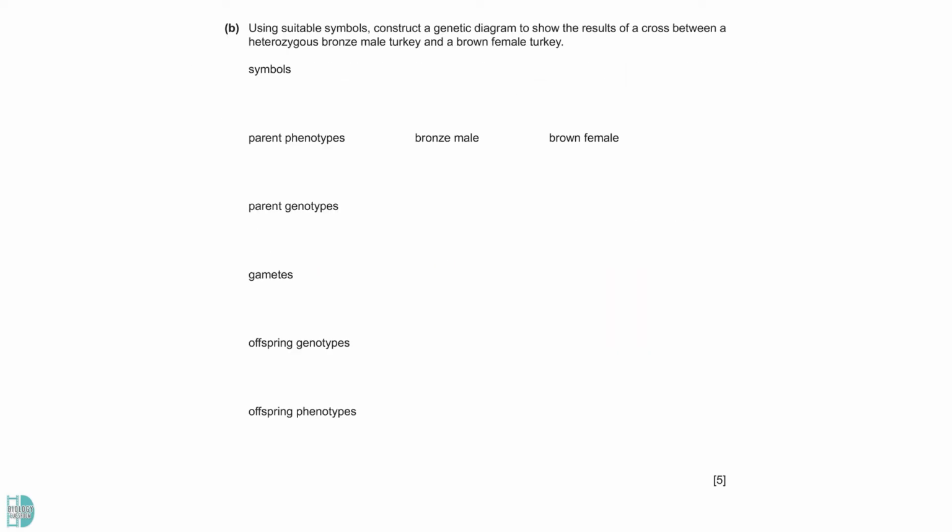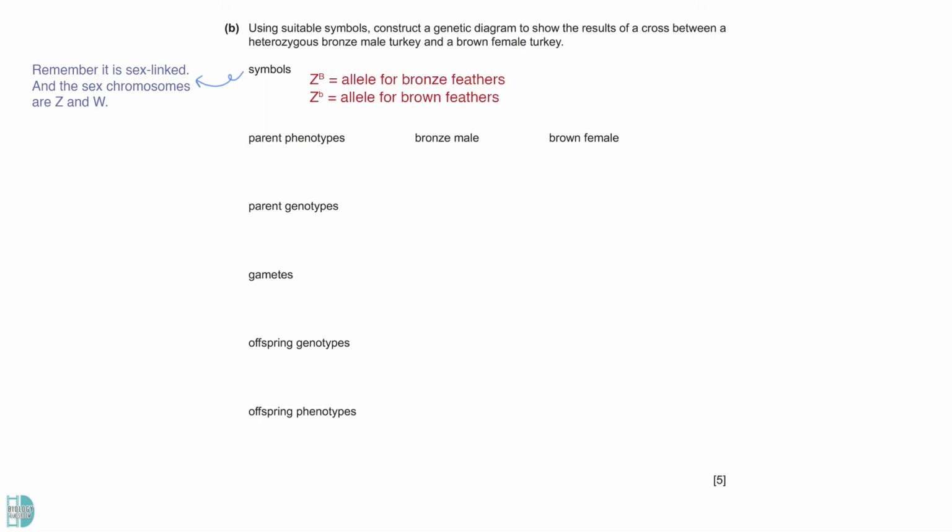B wants you to construct a genetic diagram to show the results of a cross between a heterozygous bronze male turkey and a brown female turkey. When you choose the symbols, remember that this is a sex-linked condition, so you must use Z and W in your symbols. Since the feather color gene is only found on the Z chromosome, the symbols will look like this, with the allele as superscript.